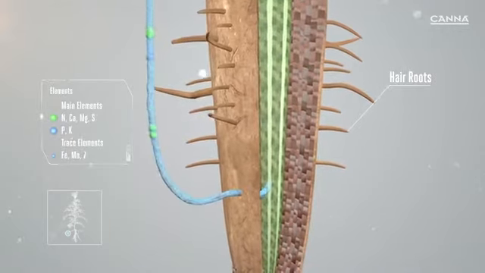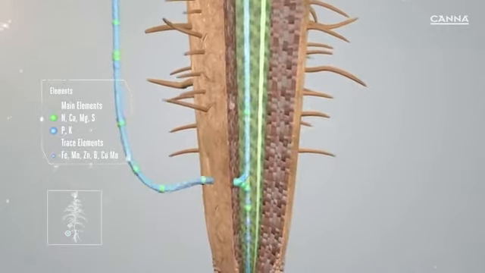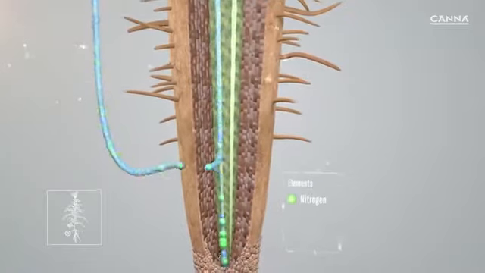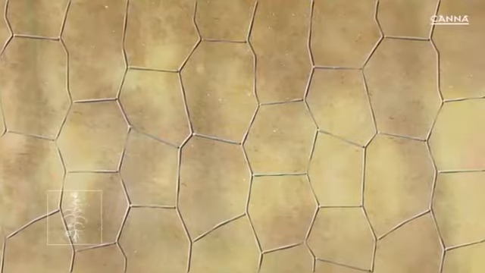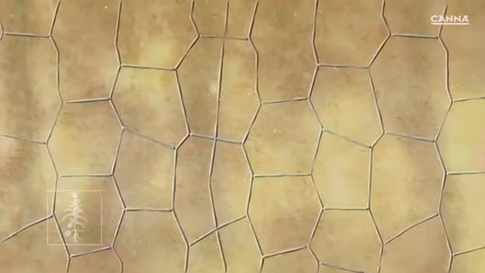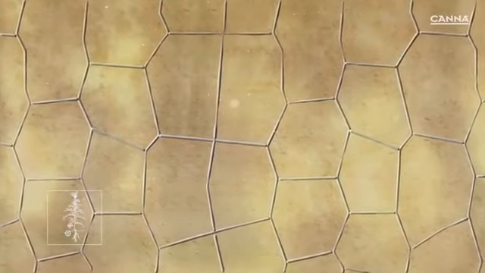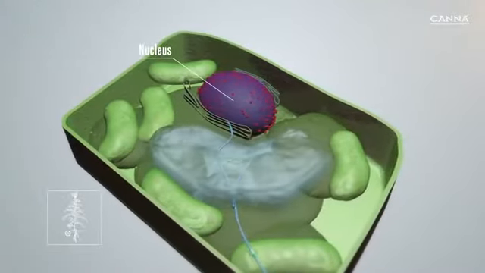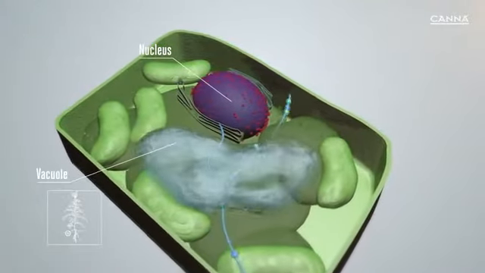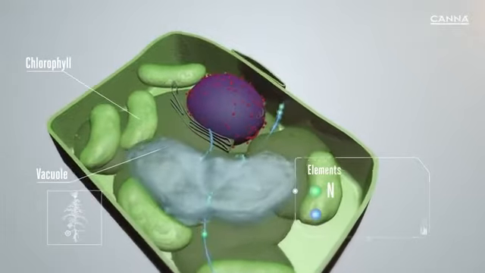Nitrogen moves directly into the roots. It is nitrogen that makes the cells divide and multiply, making the plant grow. The multiplication of cells starts with the division of the cell's nucleus, which contains the genetic information. Nitrogen is required when the DNA proteins replicate themselves.